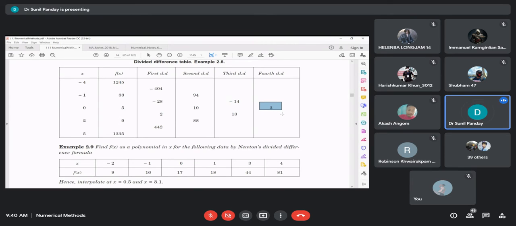x2 x3 x4. So this is first order divided difference between first two values, second order divided difference between first three values, and third order divided difference between first four values.